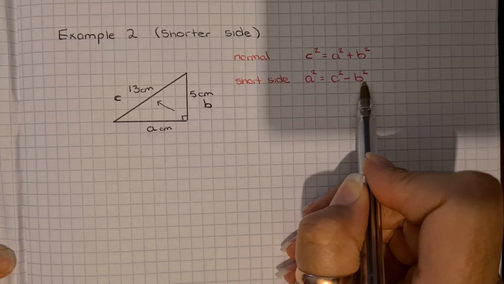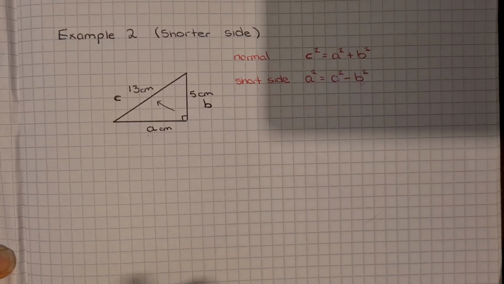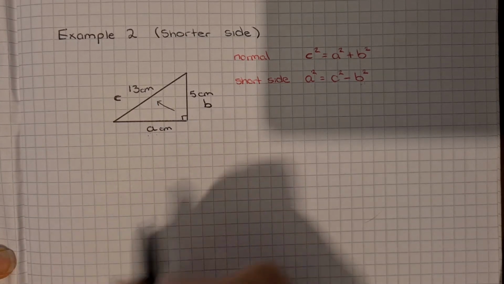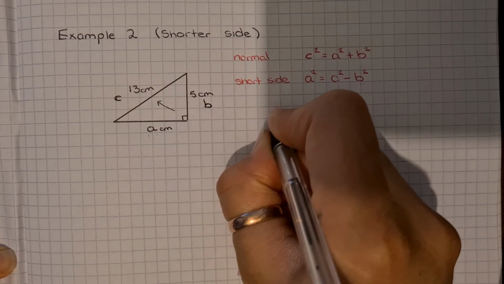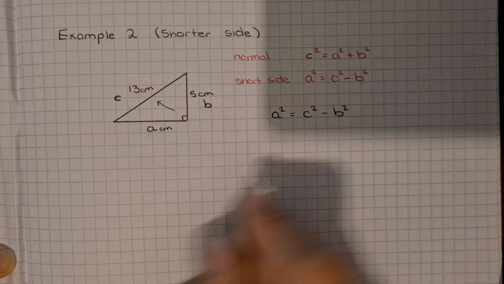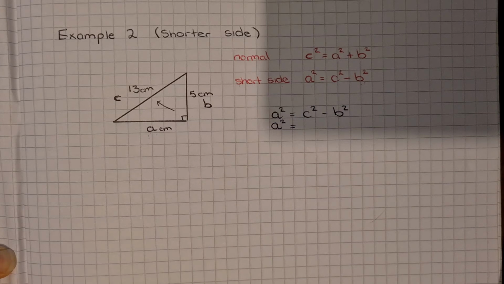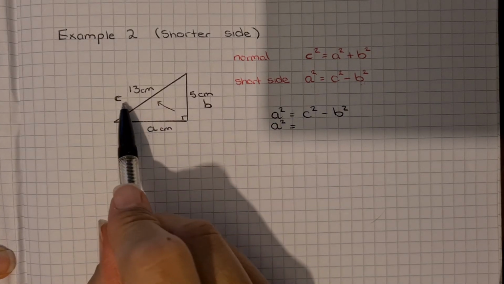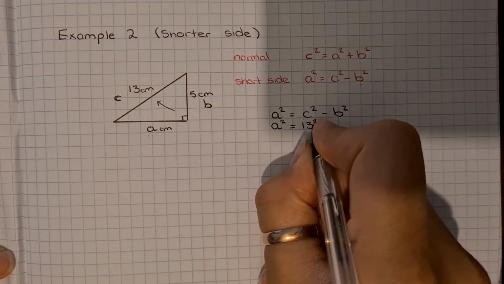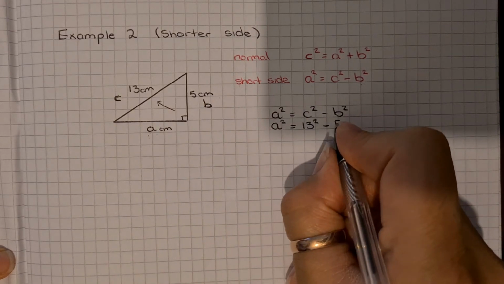Okay, so as long as you remember this, all the steps are the same. So you start by labelling your triangle, then you write down your formula. So this time it's a squared equals c squared take away b squared. On the next line you put in the numbers. So we don't know a squared, so we'll keep that on the left. We do know c is 13, so it'll be 13 squared take away b, which is 5, so take away 5 squared.